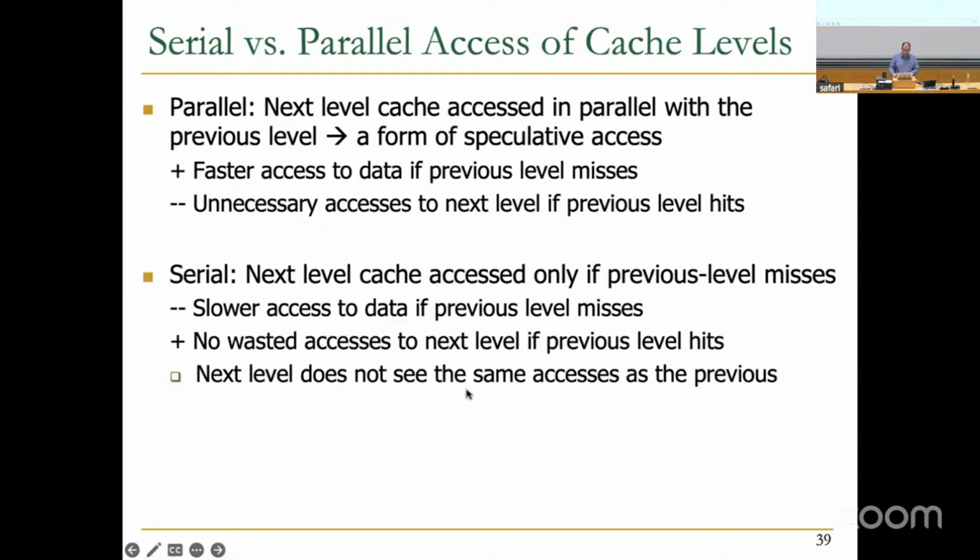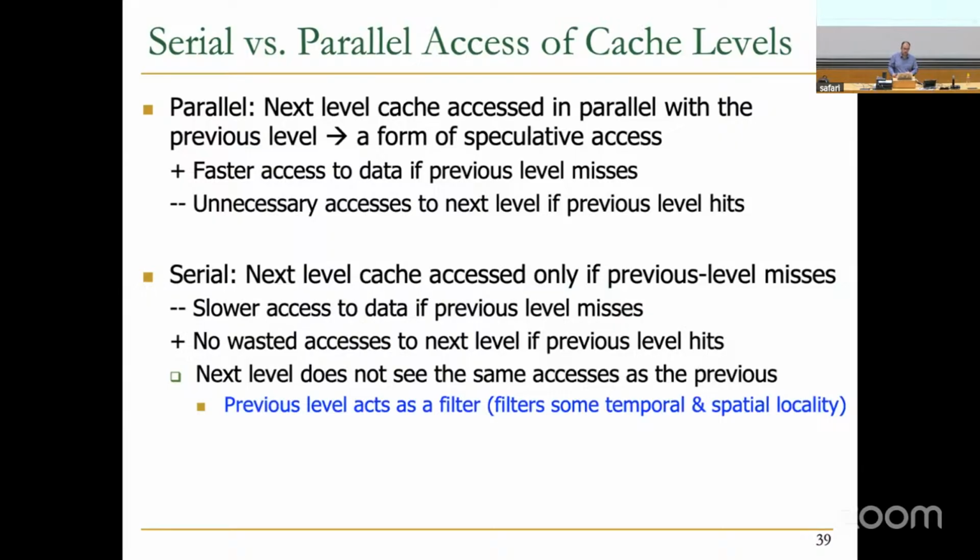Next level does not see the same accesses as the previous one as well. So this is also very important to think about. In serial access, you only access the next levels when you miss, meaning that your upper level, like L1, for example, is acting as a filter to L2 and L3. And that would affect the locality that you're observing in those levels.